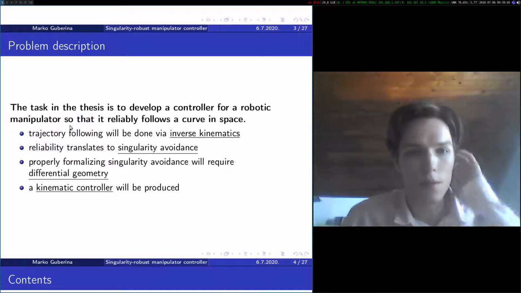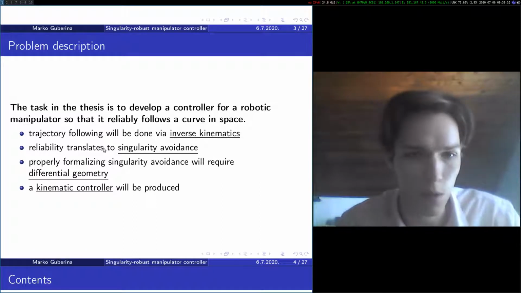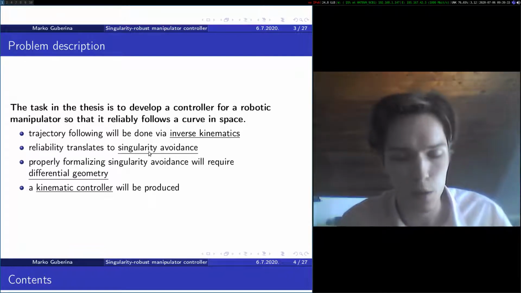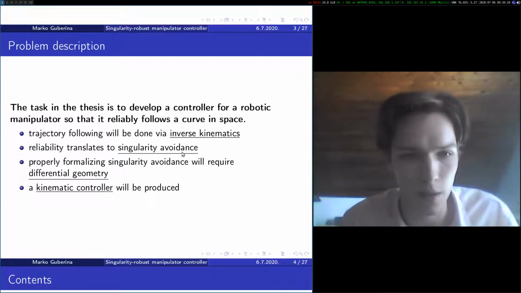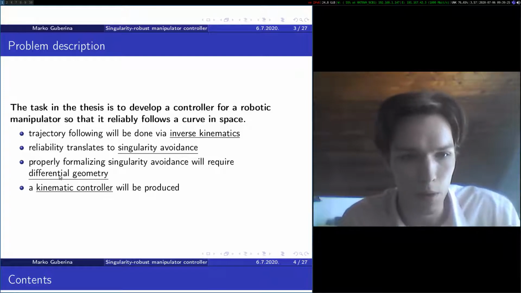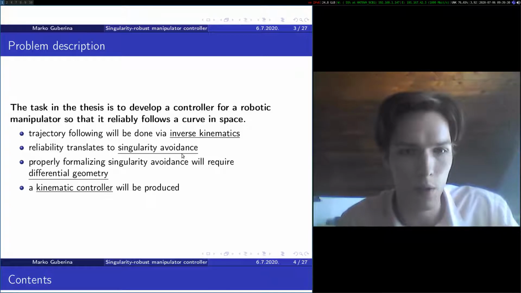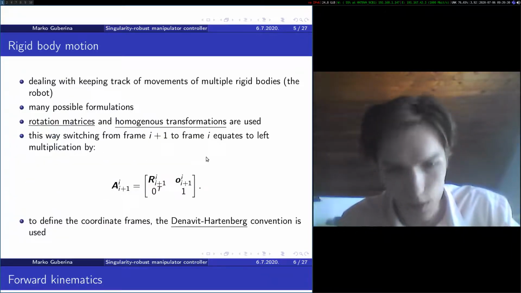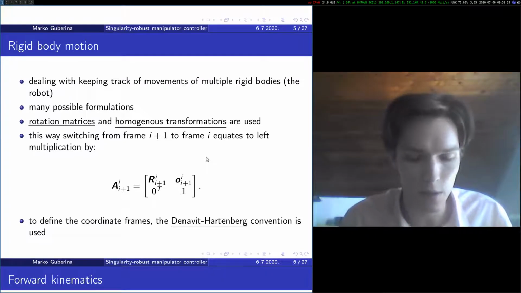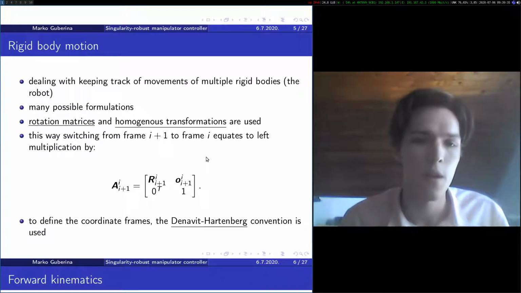Alright, so first let's describe the problem a little more formally. So why did I say that singularity avoidance means reliability? A singularity is a point in which the manipulator loses the ability to move in some direction, and in some tasks such as welding it is absolutely essential that we avoid this. So that's why we will produce a kinematic controller, a piece of software that controls the arm so that it avoids singularities. Now to begin our quest to obtain the algorithm, we first need to formally describe the robot.